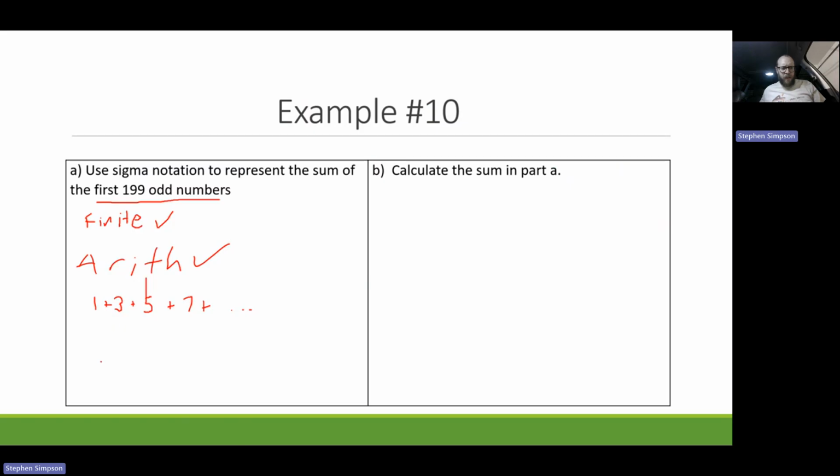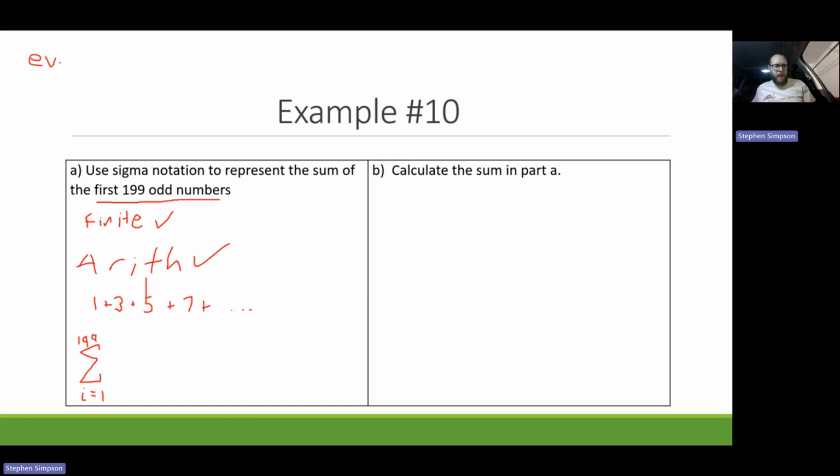So we want to use sigma notation to represent this. So there's our big sigma. Now, we know we're adding the first 199 odd numbers. So let's start with the first odd number and then the 199th odd number. Importantly, if we're adding up the first 199 odd numbers, the 199th odd number is not 199. It's going to be a bigger number than that. So we need a way to represent odd numbers, and I'll give you a tip.